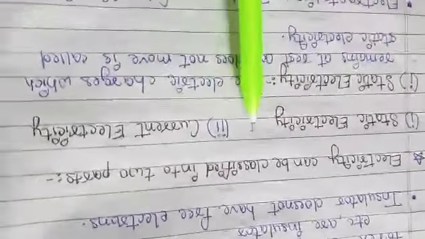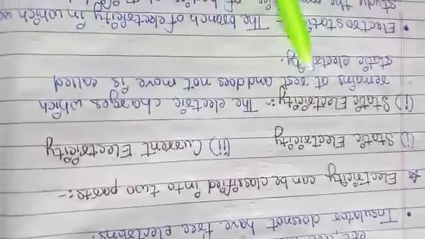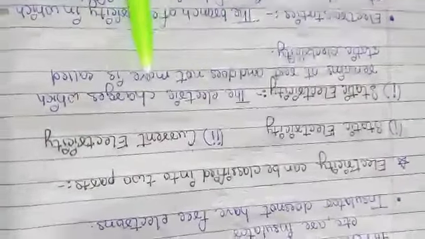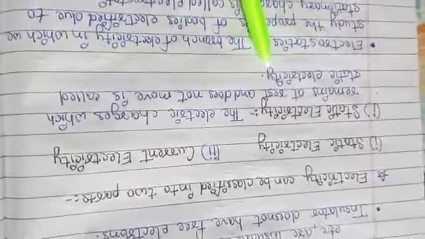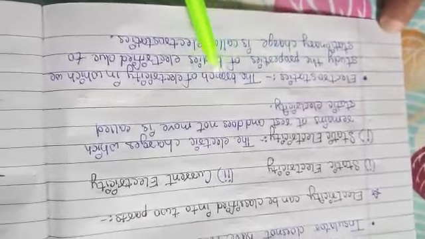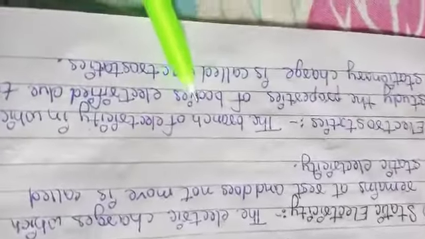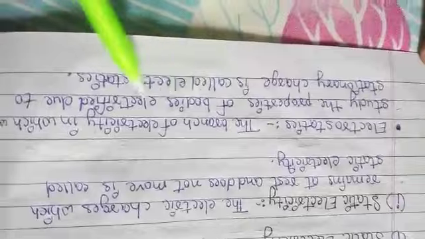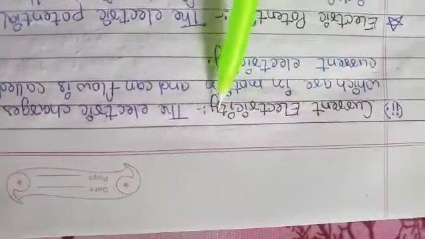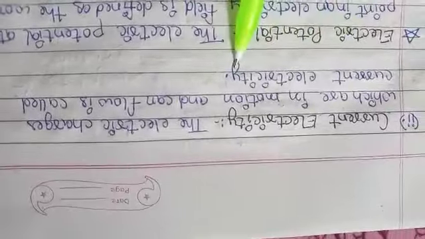Static electricity: the electric charges which remain at rest and do not move is called static electricity. Electrostatics: the branch of electricity in which we study the properties of bodies electrified due to a stationary charge is called electrostatics. Current electricity: the electric charges which are in motion and can flow is called current electricity.